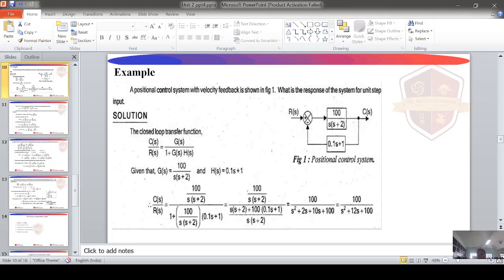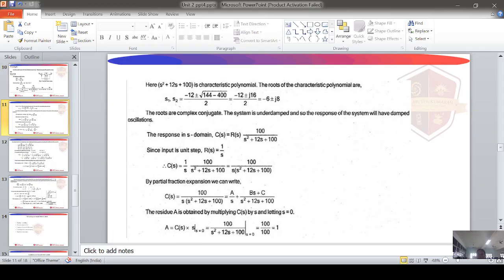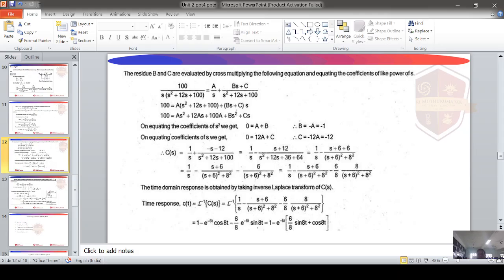So we find the response of the system in the s domain, C of s. By applying partial fractions, we find the residues A, B, C. Then the time response is obtained by taking the inverse Laplace transform. We get c of t equal to 1 minus e power minus 8t into 6 by 8 sin 8t plus cos 8t. This is the response of the system.